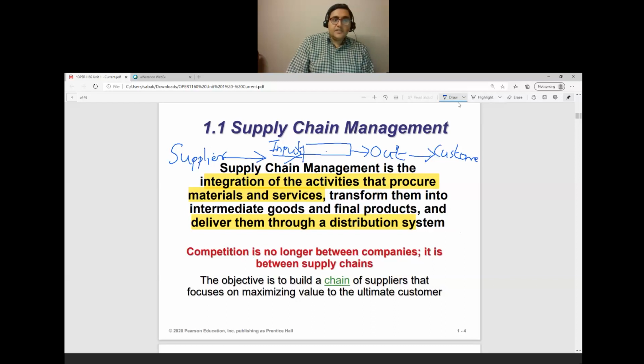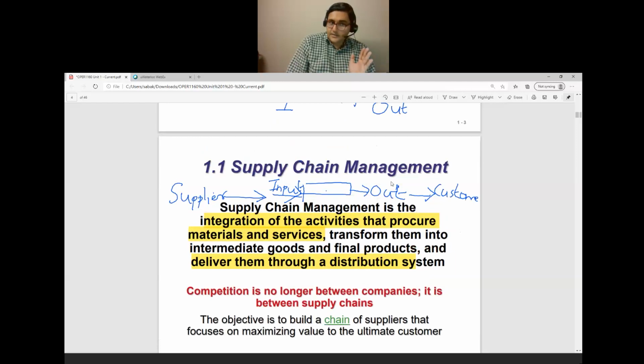So that's what is given in the definition. So always remember, today the competition is no longer between the companies, it's between the supply chains. How efficiently can I get the material from my supplier? How effectively can I help the final output reach the customer at the fastest pace? So today's competition is all about supply chains. So the objective of the supply chain is to maximize the value to the ultimate customer.